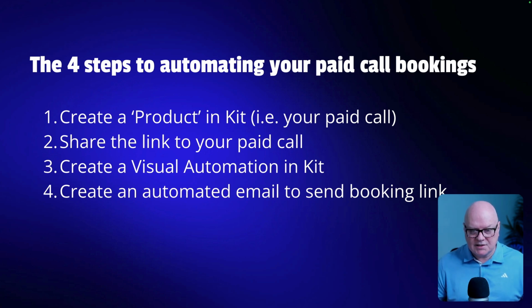So the process is they visit the link to buy the coaching call or the consultancy call. They pay for it, and then based on that payment, it will trigger an automation inside Kit to send them out an email that includes a link to book the thing that they've just paid for. So let's imagine it's a consultancy call. Inside that email, you'll have a link to whichever calendar app you use in your business that they can click on and book their call with you.